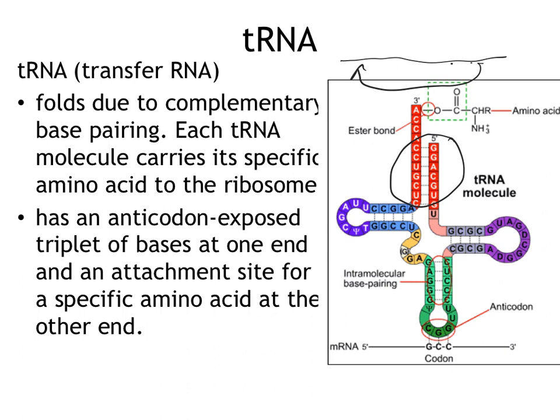Now, each tRNA molecule has a specific amino acid attached to it, because if you remember, the tRNA transfers the amino acids to the ribosome depending on what the order is of the codons on the mRNA molecule. And at the other end of the tRNA molecule, you'll see this anticodon, and that is a triplet of bases at the end of the tRNA molecule, which are complementary to the codon triplet of bases that is on the messenger RNA molecule.